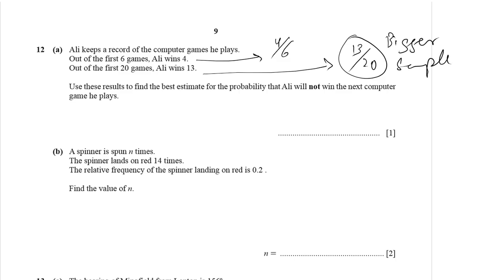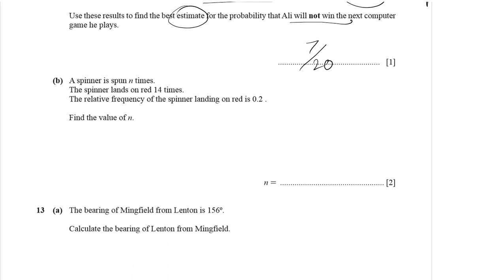Why am I stating it? Because in the next question they are asking us to give the estimate that he will not win the next game. So students may get confused about which probability should be used. So this is a bigger sample. If he is winning 13 out of 20, so 7 out of 20 is the chance that he will not win the next game.